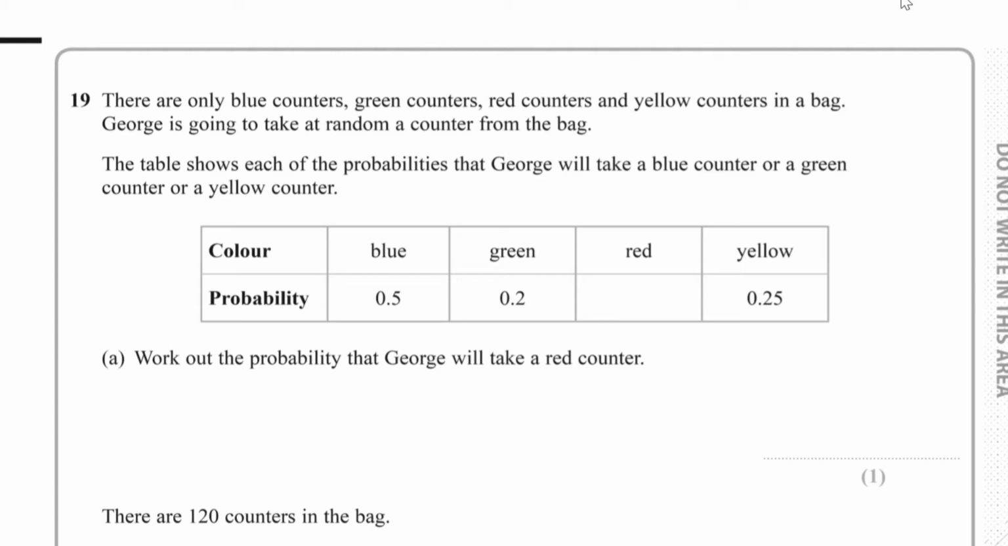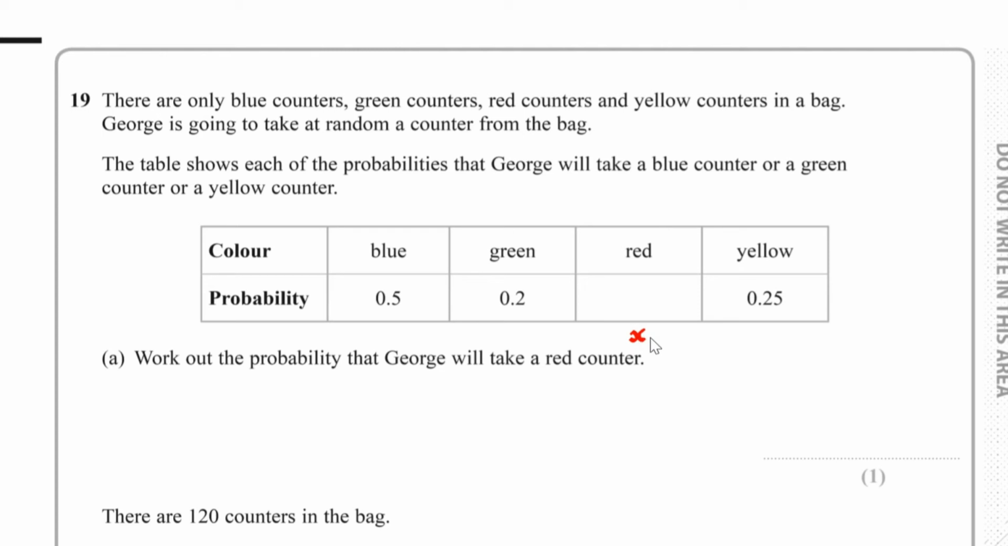Question number 19. There are only blue counters, green counters, red counters and yellow counters in a bag. George is going to take at random a counter from the bag. The table shows the probabilities that George will take a blue counter or a green counter or a yellow counter. What we have to do is find the probability that George will take a red counter. Now let's call the probability of getting a red X.